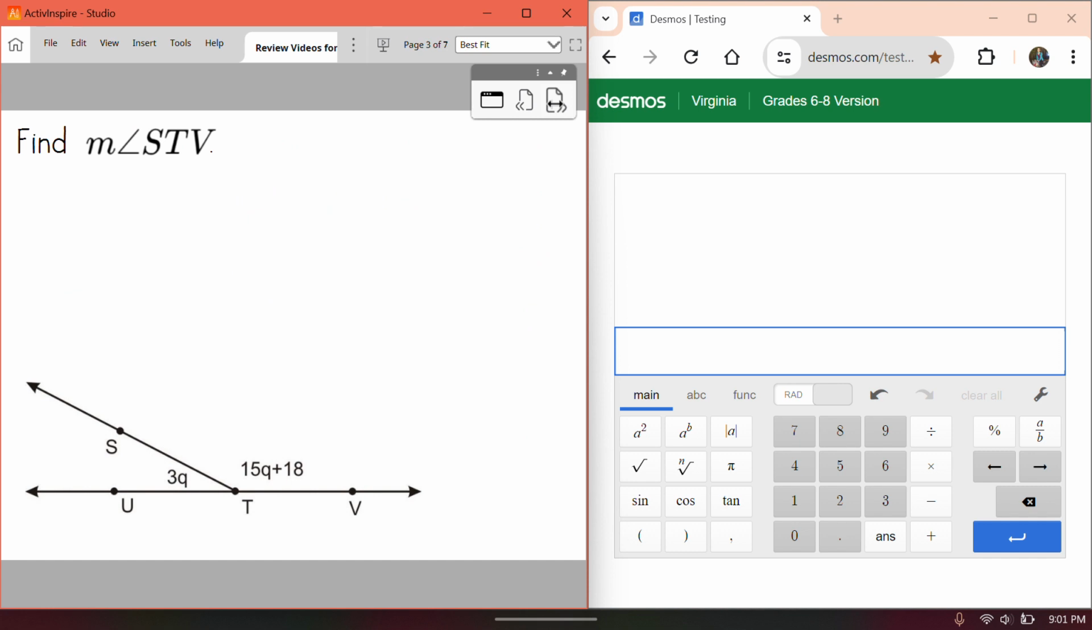It says find the measure of angle STV. And before I can do that, I have to solve. I need to set up an equation and solve it. So I'm going to take the 2 angles that I have, and I'm actually going to change that Q to an X because I don't love the letter Q. So I've got 3x plus 15x plus 18, and that has to equal 180 degrees because these angles make a straight line.